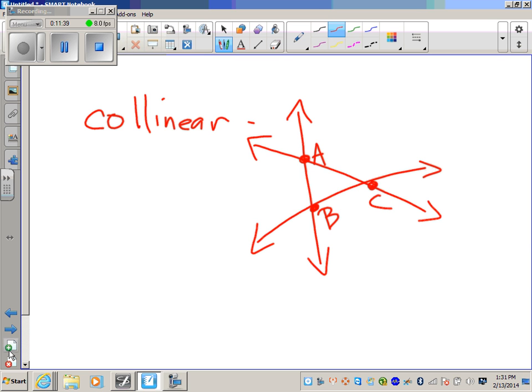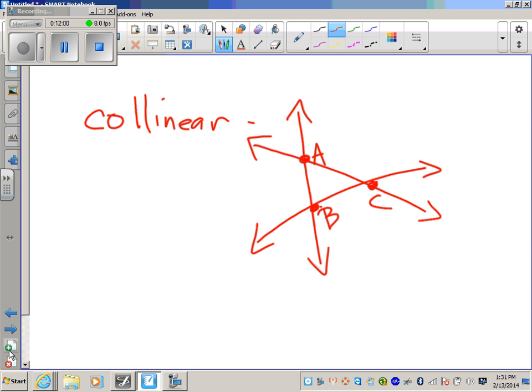So, give me an example of 2 points that would be collinear. Really? A and C would be collinear. Cal? B and C would be collinear. Trinity? A and B. But not 3 of them at once. It's possible you could have 3 of them that are collinear, but just not in that particular case.